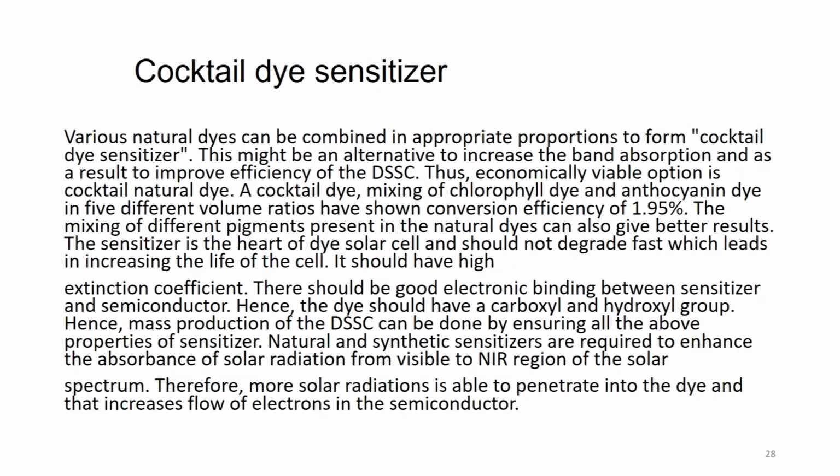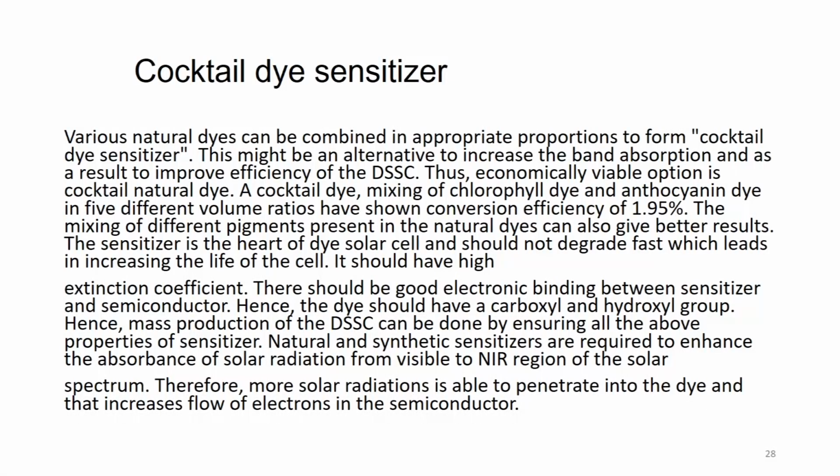Natural and synthetic sensitizers are required to enhance the absorbance of solar radiation from the visible to the near infrared region of the solar spectrum. Therefore, more solar radiation is able to penetrate into the dye, which increases the flow of electrons in the semiconductor. So, by choosing 2 different dyes, a chlorophyll dye and an anthocyanin dye, the photon absorption could be enhanced, and therefore these sensitizers are able to trap the solar radiation from the visible to the near infrared region.